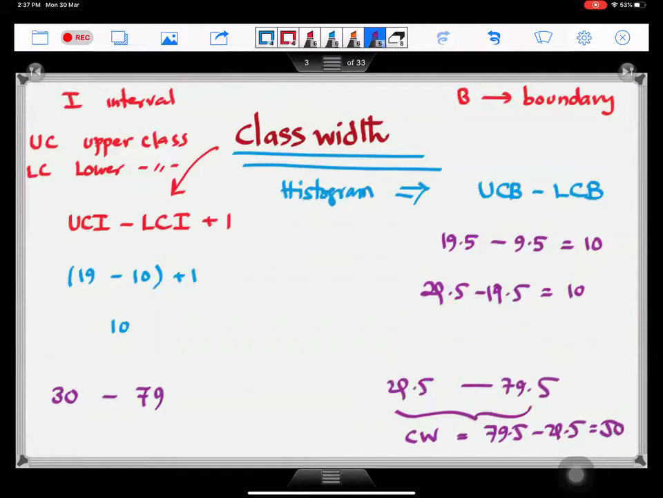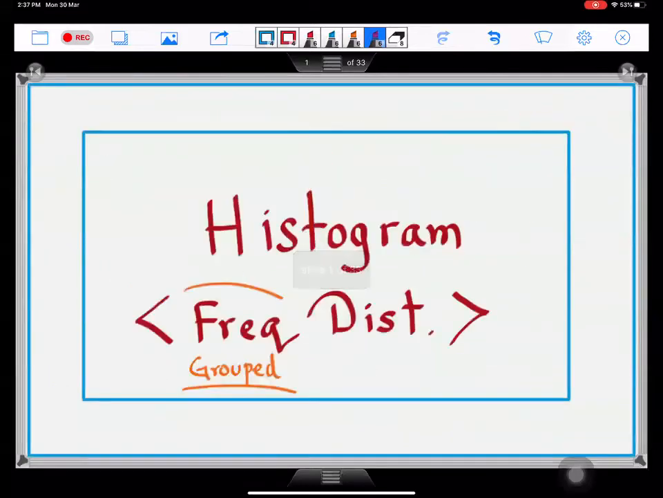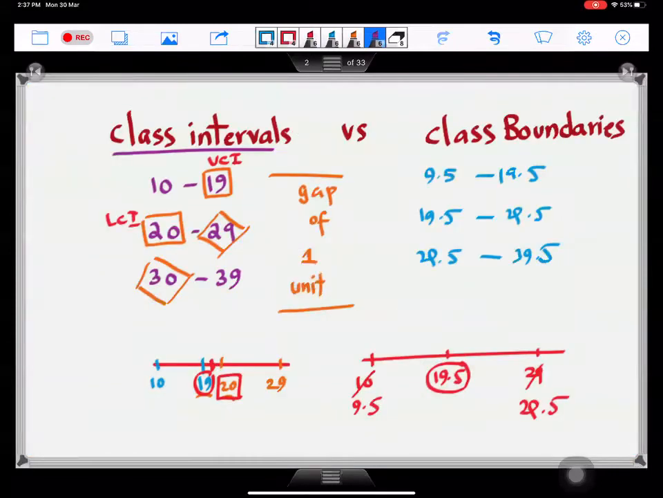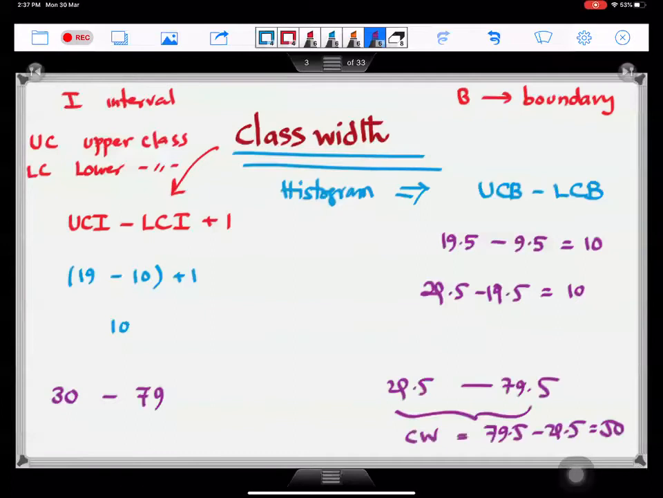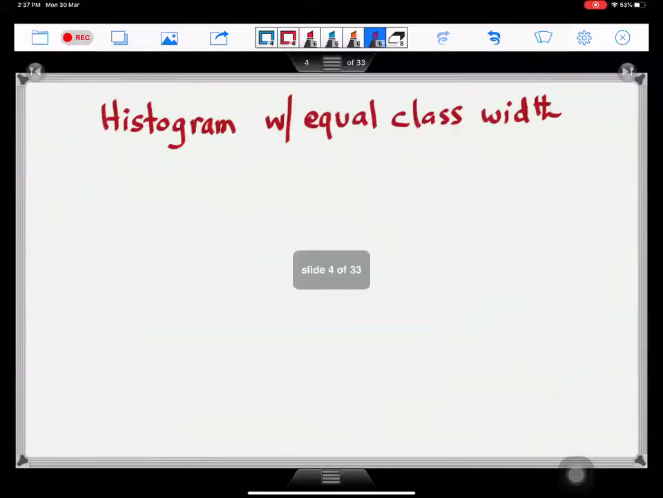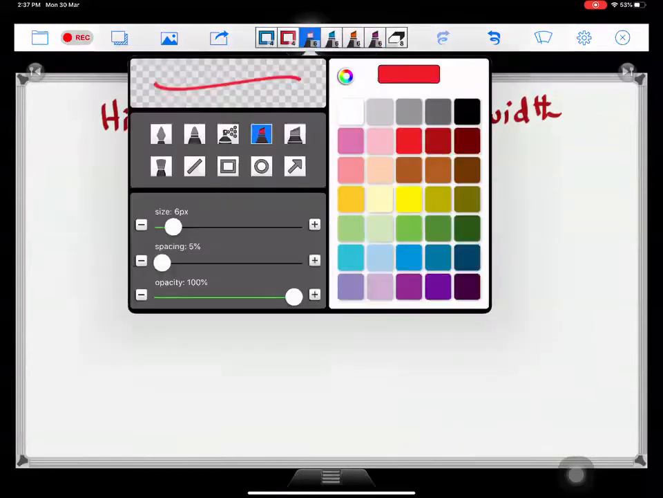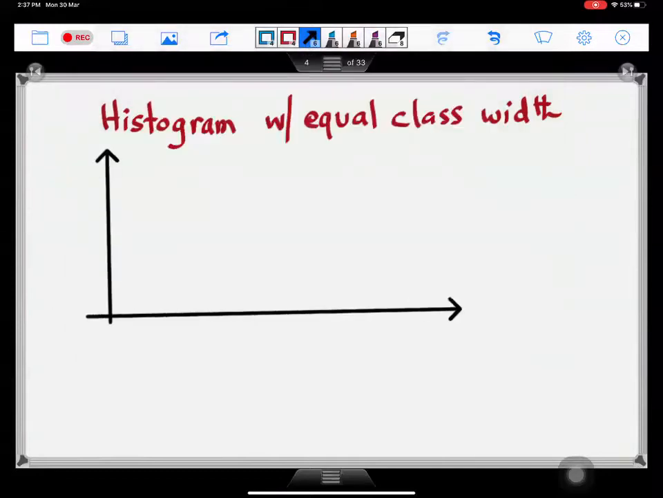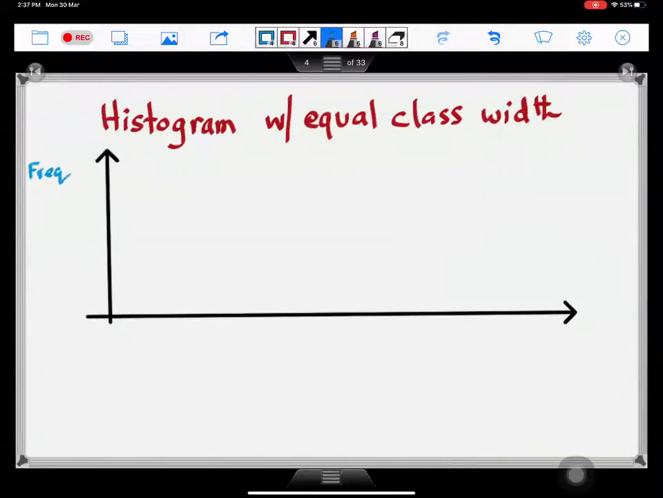So what have we studied so far? Histogram, it's basically for grouped frequency distribution. We are dealing with class intervals. They need to be changed to class boundaries, and class width is upper class boundary minus lower class boundary. Now, this thing is done. Histogram with equal class width, that is pretty straightforward. If it's equal class width, all you need to do is to have a vertical axis and a horizontal axis. You mark frequency on the vertical axis. You mark boundaries on the horizontal axis.